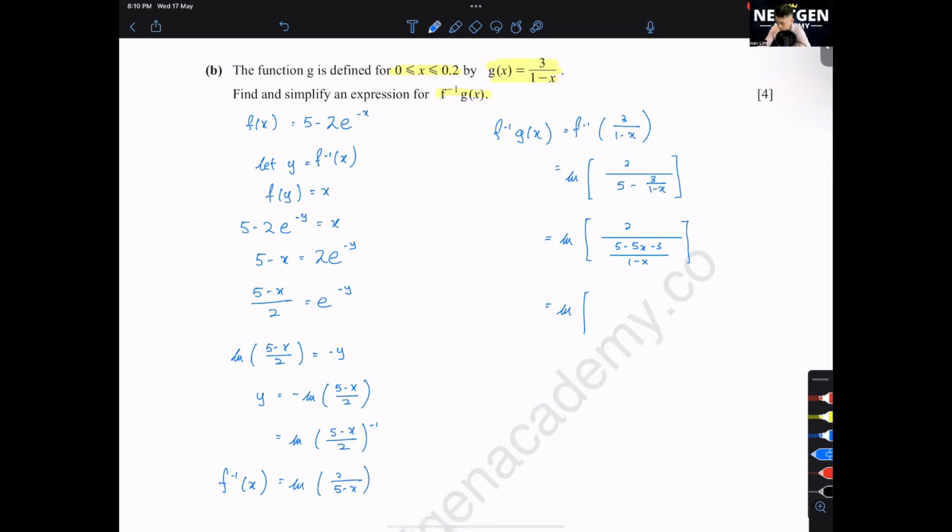Okay, then ln. What will happen? The logic is like that: A over B divided by C, you'll get AC over B, because you go and do the divide. So here you will get 2(1 minus x) over 2 minus 5x, which gives ln of (2 minus 2x) over (2 minus 5x). Okay, double check your answer, see whether you'll get this. Okay, all good.